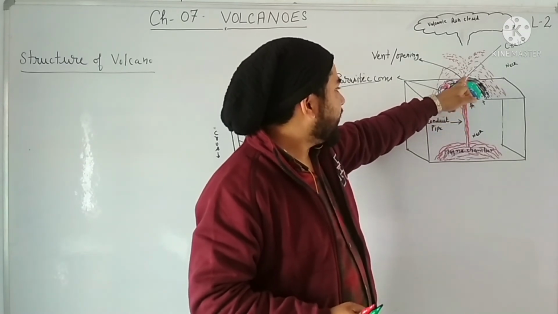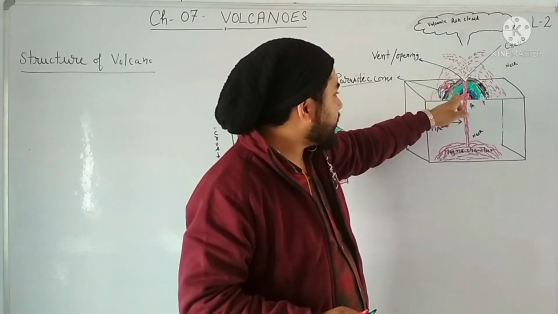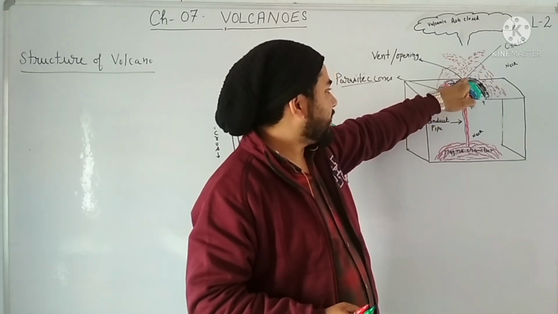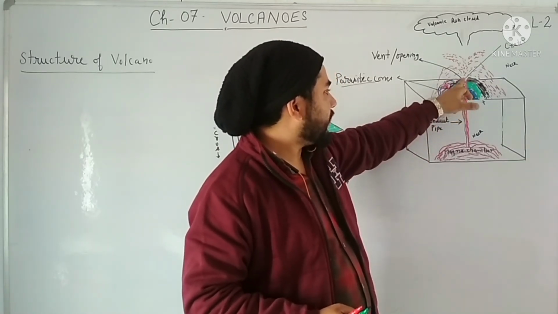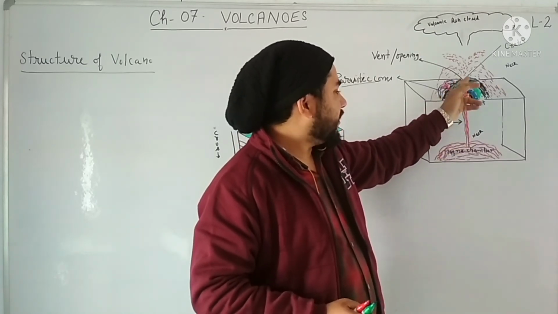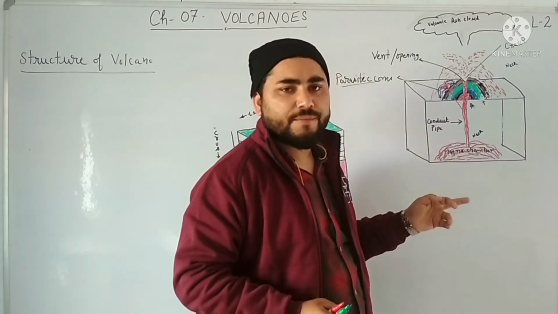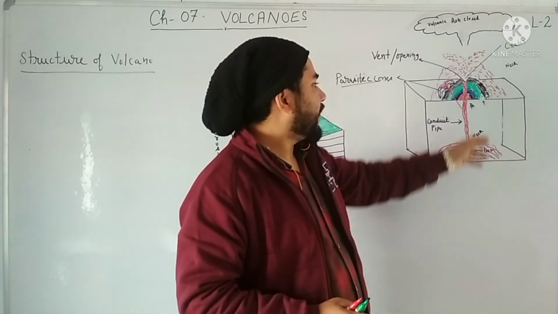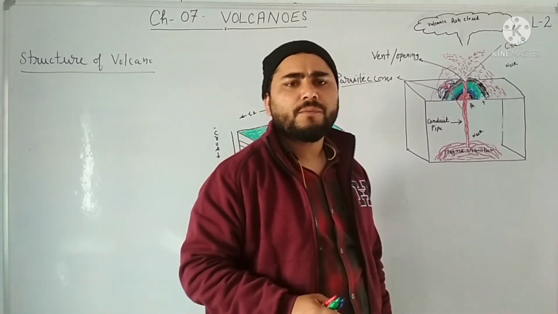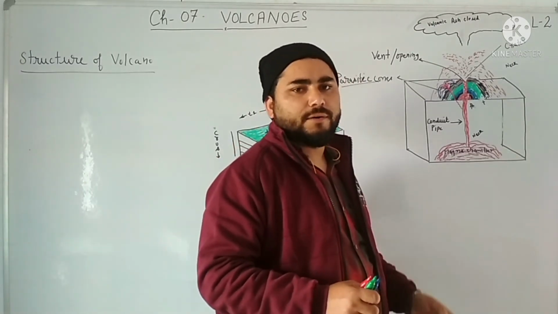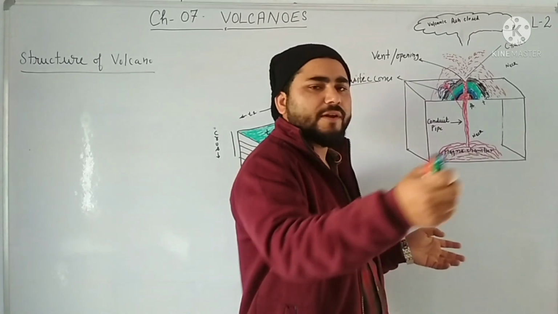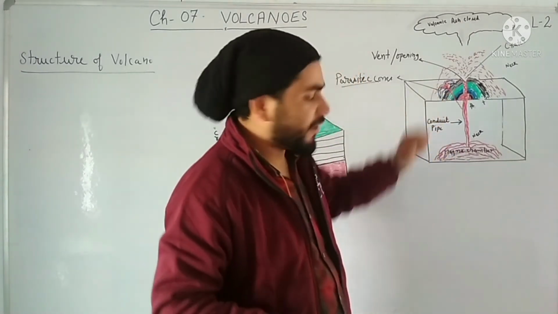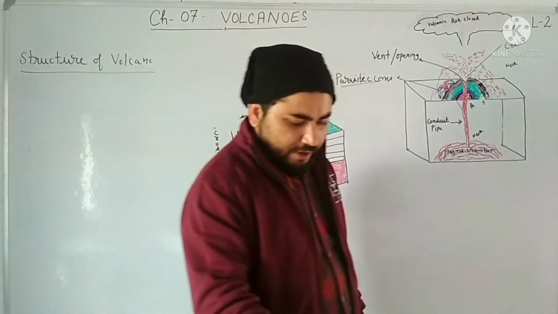Again and again, the size of the crater will be increased. Earlier this much crater was there, and now its diameter will be increased, and it will become a caldera. Then it will be called caldera. The crater will now become caldera, means having very large diameters. Clear?